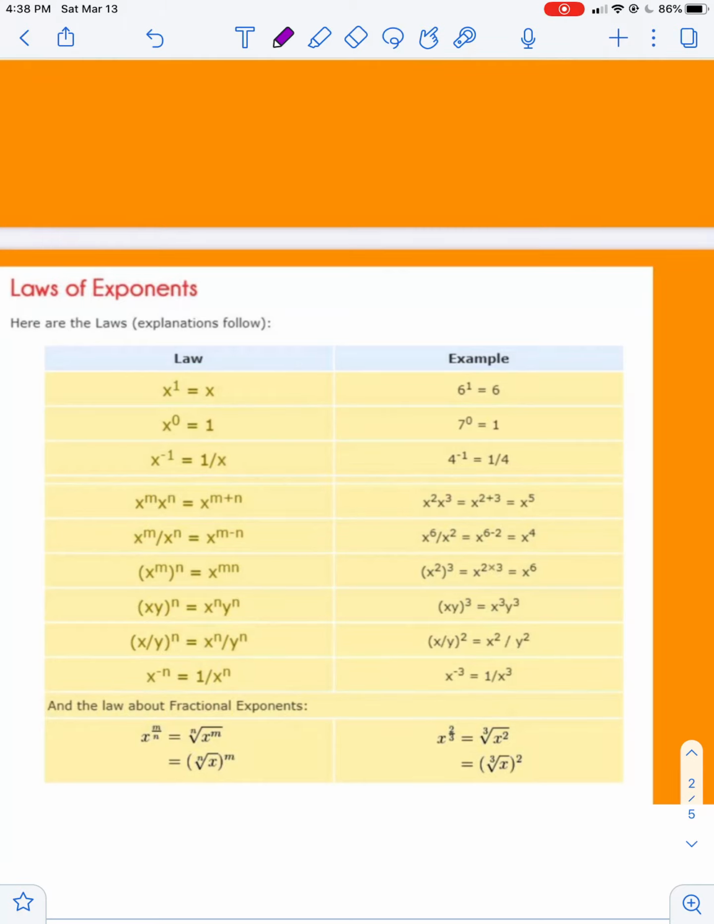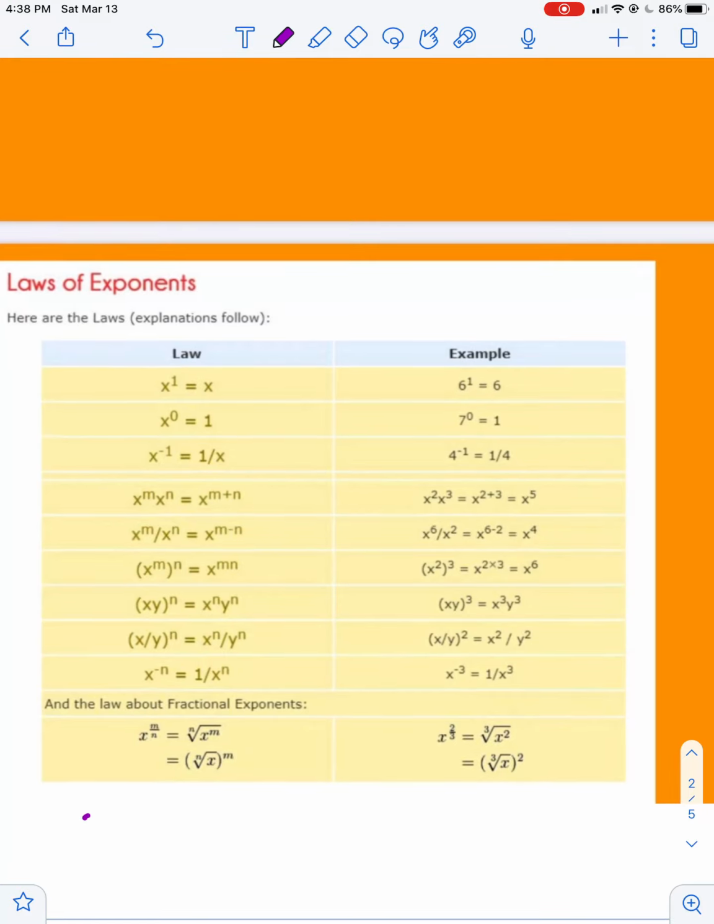Anything to the -1 power is just 1 over that number. So here you've got 4 to the -1, and that just changes to 1 over 4. When you have two exponents with like bases, okay? So if you've got 2 x's, or 2 2's or something like that, and I'll show you an example, you can add the exponents together.